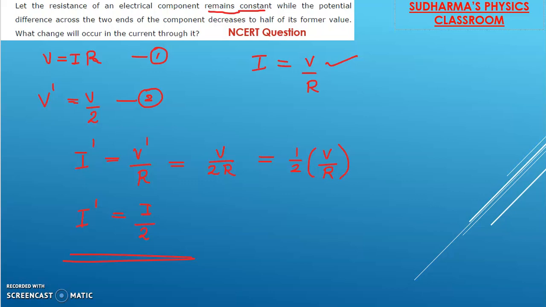Otherwise also we can solve this question, and if it is an MCQ, we don't have to spend this much time in solving it. We know that voltage is proportional to current. If voltage becomes half, then current also becomes half, right? Because they are directly proportional. Hope you understood this solution. Write down this question in your notebook and solve it yourself.